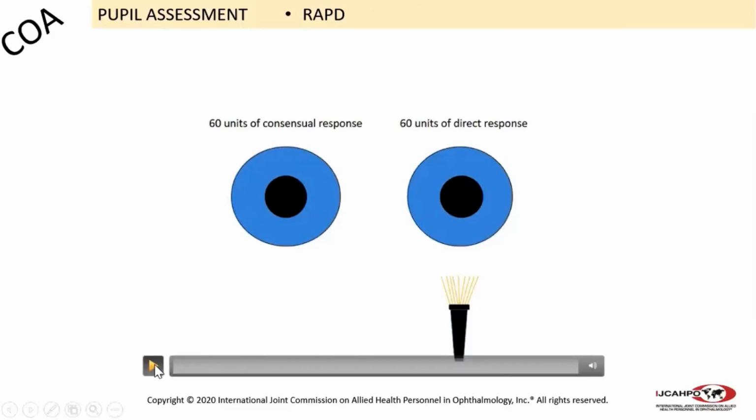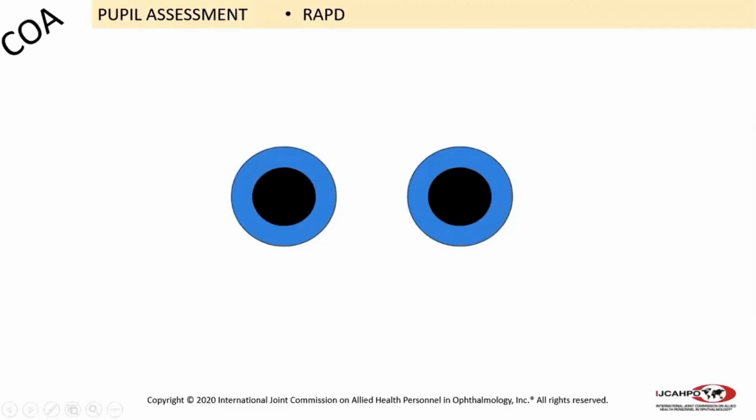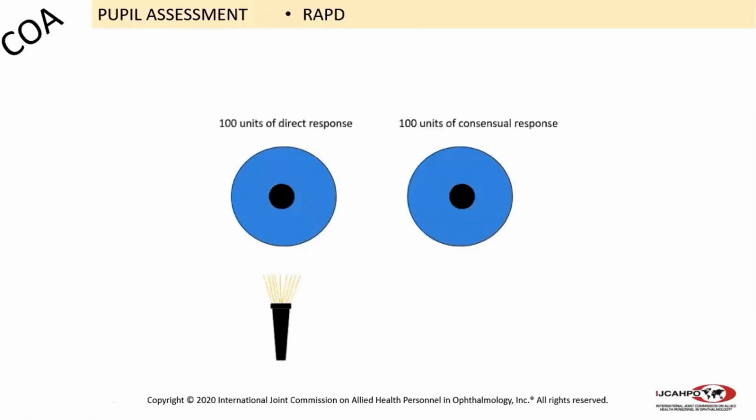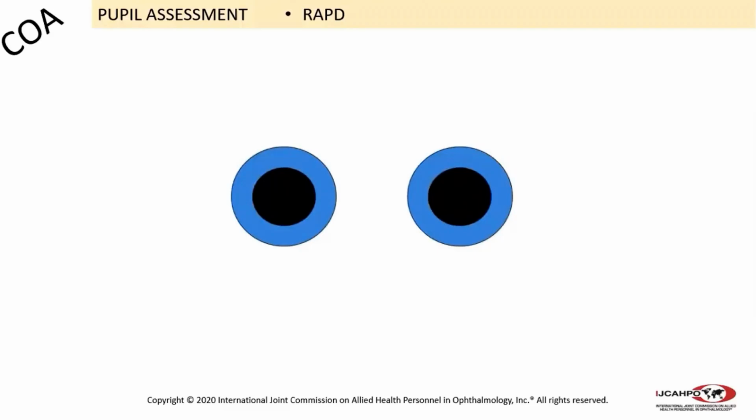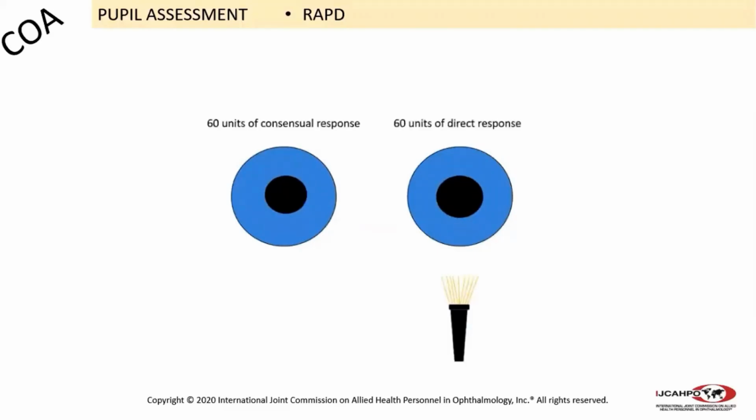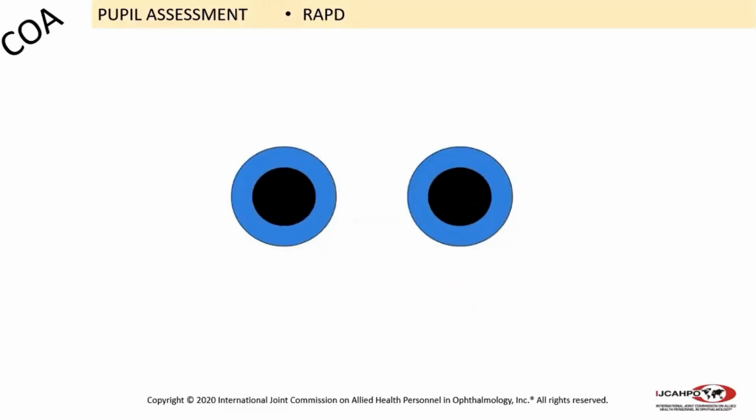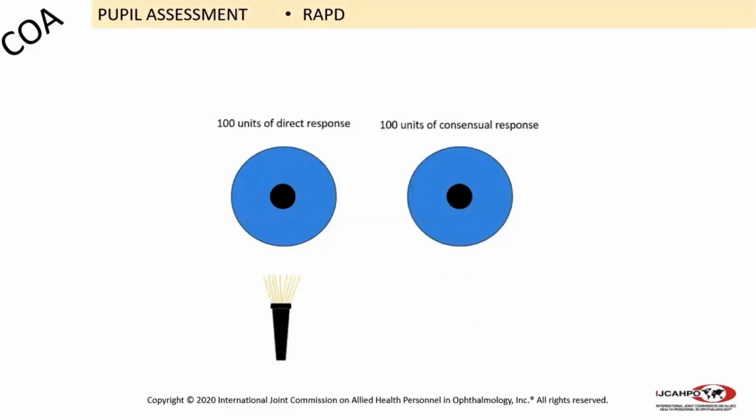I'm actually going to play that one more time so you can see constriction of both pupils. And swinging to the left eye now, constriction, but not as much. Then, as the light swings from right to left eye, you will notice a dilation of the left pupil, indicating an RAPD.